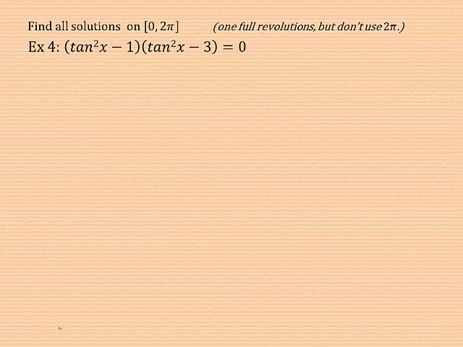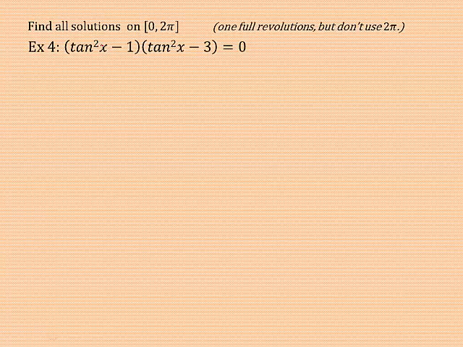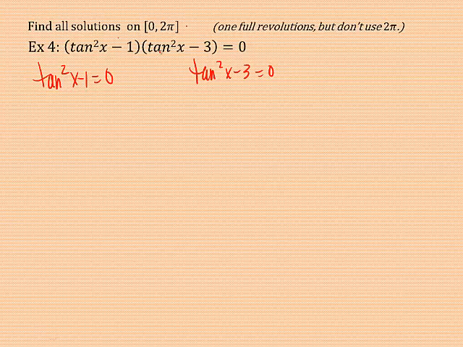One last example. Tangent squared x minus 1, tangent squared x minus 3. All right? This one, you don't have to box or FOIL. You can just treat these as almost separate problems. So I do tangent squared x minus 1 equals 0. Tangent squared x minus 3 equals 0. So there's no substitution needed on this problem because they have the same trig function. So I can solve it.